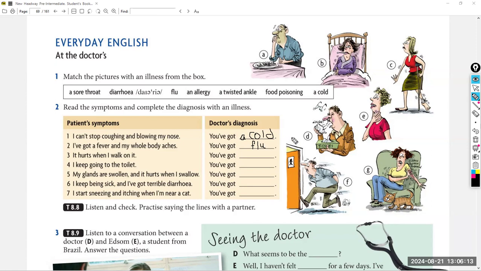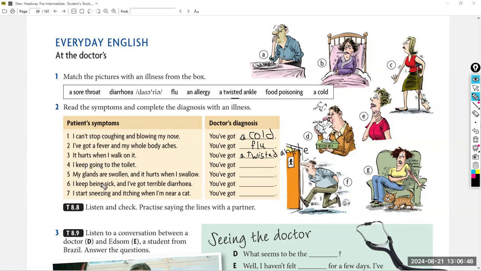Now 3. It hurts when I walk on it. You've got a twisted ankle. So, you've got a twisted ankle. Please, guys, you have to practice writing the diseases because you need them in writing. So, you've got a twisted ankle. Please write again the diseases down just to practice writing them.